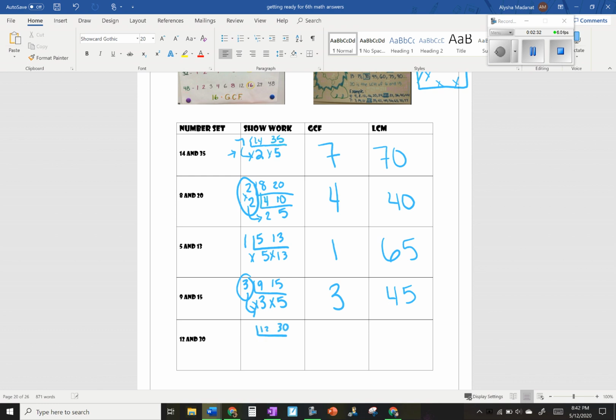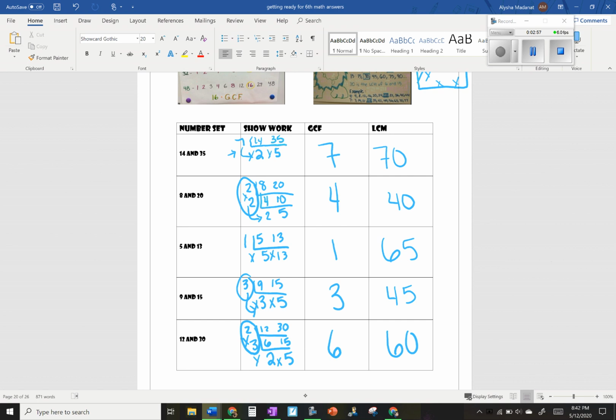And then 12 and 30, again, they're both even, so I like to start with 2. And then now I'm left with 1 even and 1 odd, but I know that they can both be pulled out by 3. 6 divided by 3 is 2. 15 divided by 3 is 5. Your GCF is your side factor, so 2 times 3 is 6. And then your LCM is multiplying all of them. So 6 times 2 is 12, and then 12 times 5 is going to be 60.